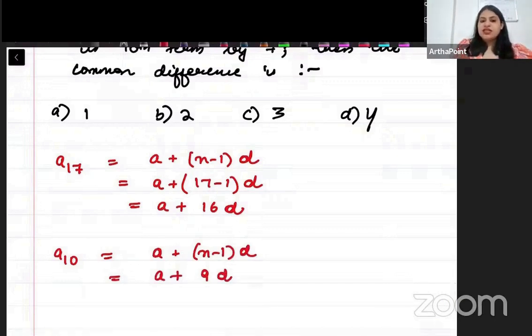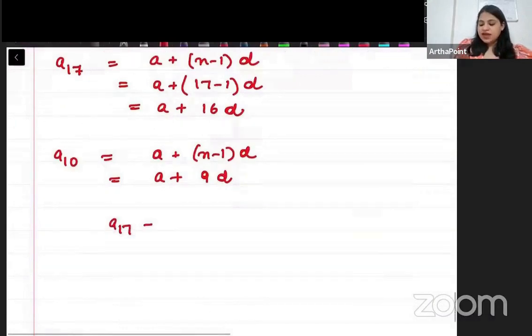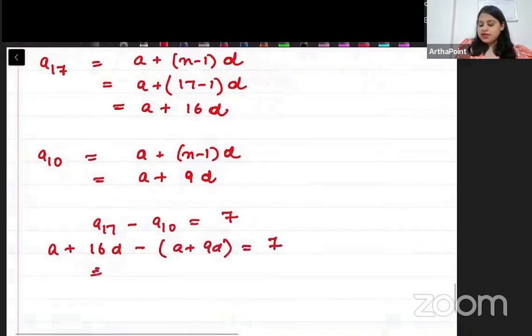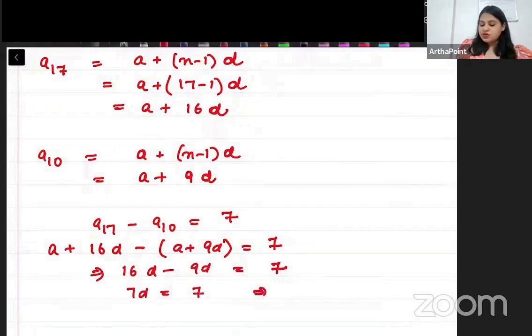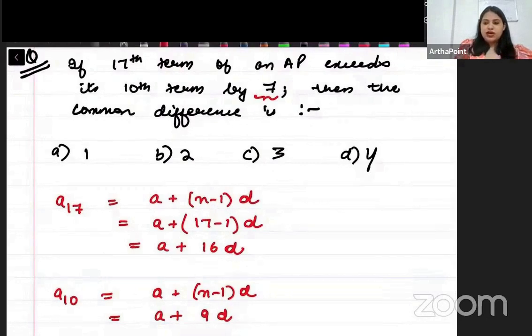Now it says the 17th term exceeds the 10th by 7. That means A17 minus A10 is 7. So A plus 16D minus A plus 9D is 7. This implies beta that if you solve this, 16D minus 9D is 7. So 7D is 7. So D will be 1. So the common difference that you will find is going to be 1. That's the common difference, right?